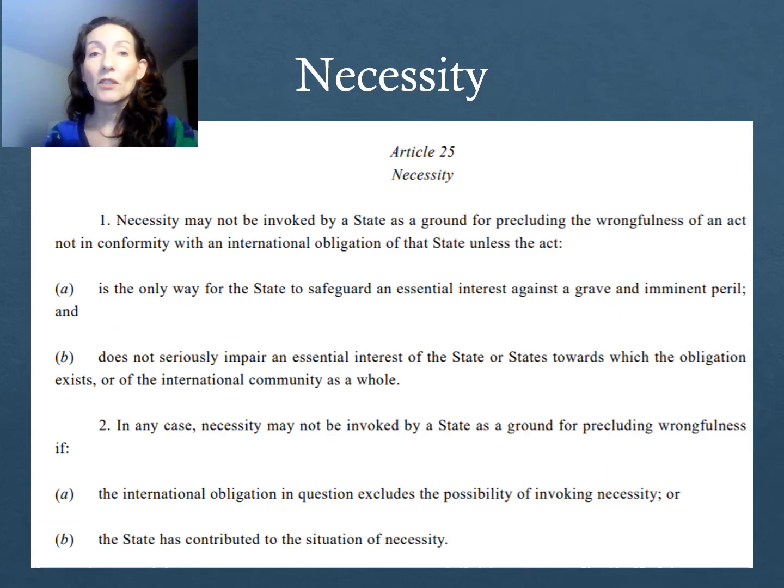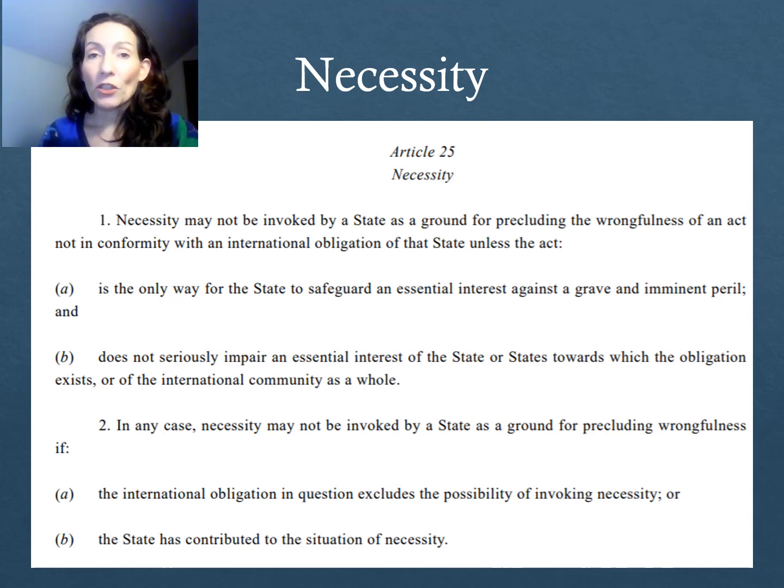Finally, the Articles on International Responsibility contemplate the possibility of claiming a state of necessity as defense for the violation of an international obligation. This circumstance precluding wrongfulness is very controversial because here the state that is responsible for the internationally wrongful act tries to justify it on the basis of preserving an essential interest of the state, something vague enough and open enough to multiple interpretations.